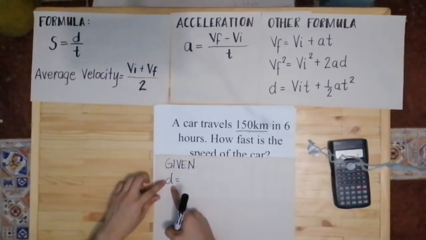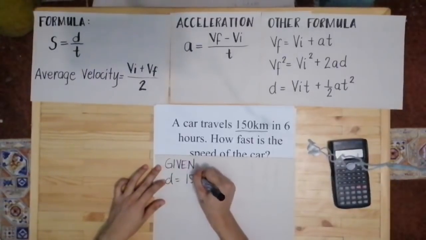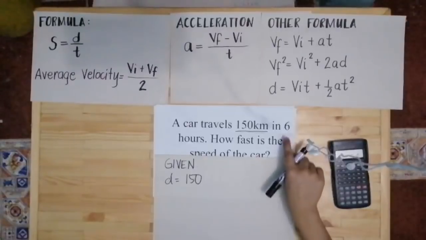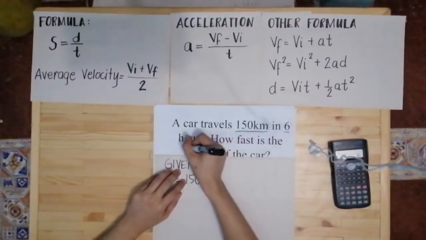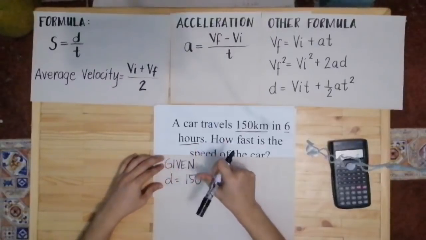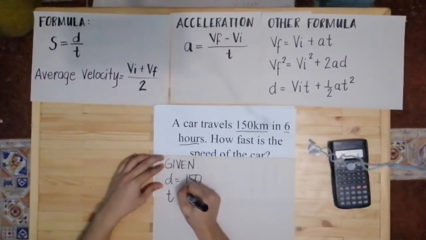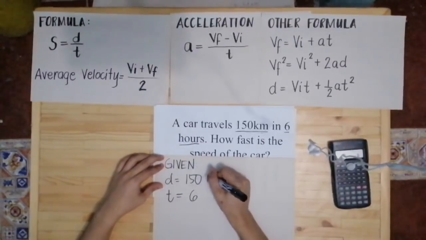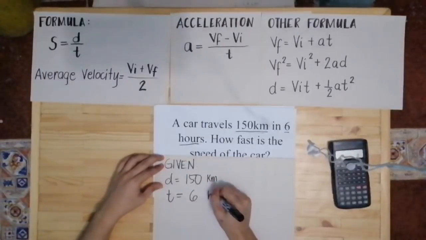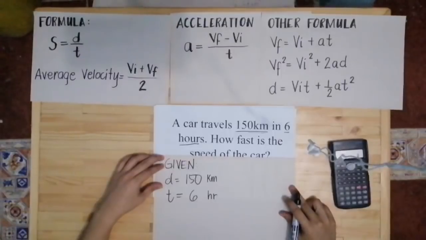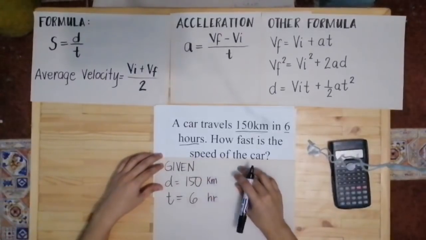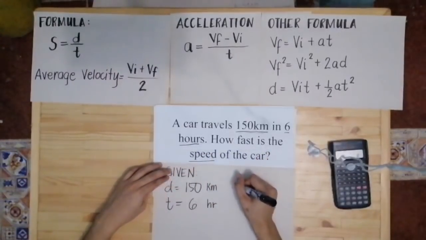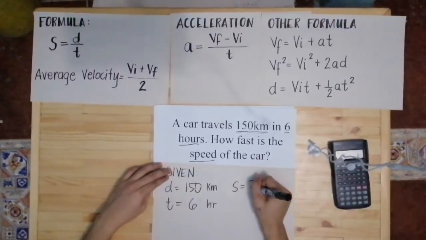So, distance, again natin D, 150. Next, we also have here 6. Ang unit ay hours. Since hours lang yan, ang given natin ay time. Time is equal to 6. So, ito ay kilometer, ito ay hour. So, next, wala tayong ibang given. Ang tinatanong, how fast is the speed? Speed ang hinahanap. So, si S, lagyan natin ng question mark.